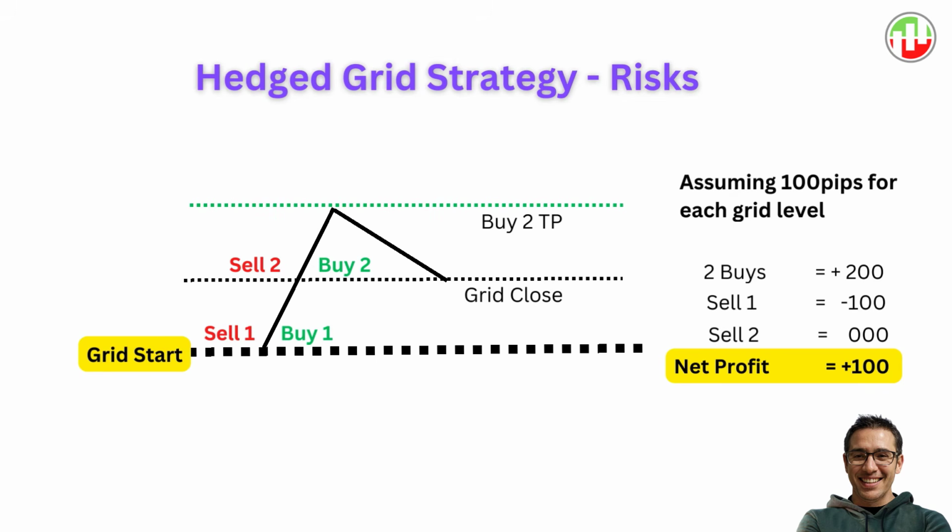You will notice that if the price gets into a strong trend, these hedged grid strategies become too risky due to trades with accumulating losses. We will also look at the risk mitigation methods with our EA later in this video.